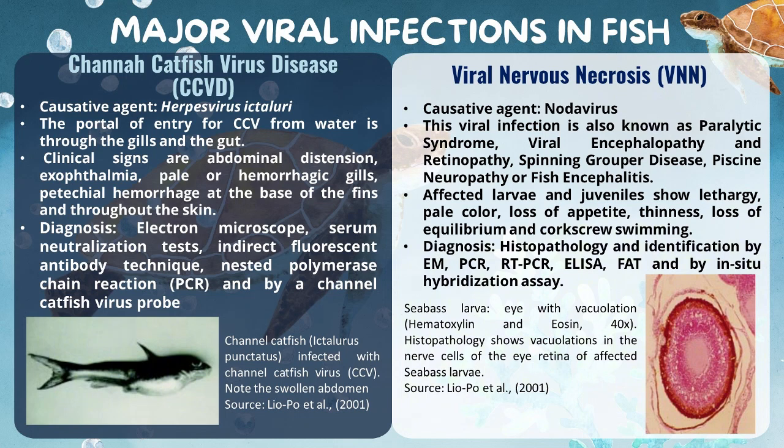Next is the viral nervous necrosis or the VNN. This viral infection is caused by nodavirus. It is also known as paralytic syndrome, viral encephalopathy and retinopathy, spinning grouper disease, piscine neuropathy, or fish encephalitis. The affected species are grouper, sea bass, barfin flounder, European bass, parrotfish, striped jack, turbot, Japanese flounder, and many more.